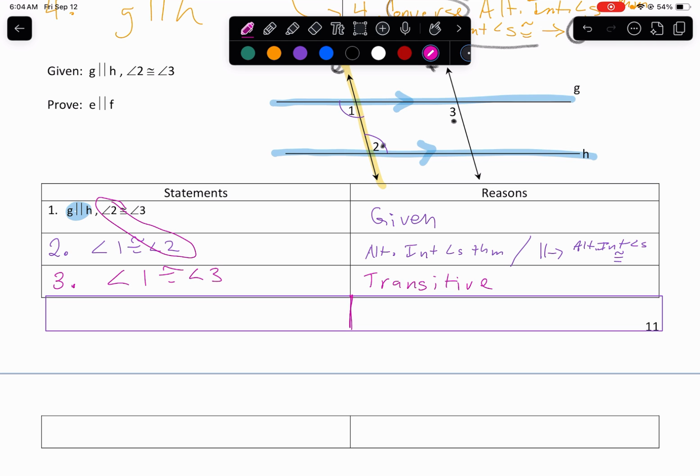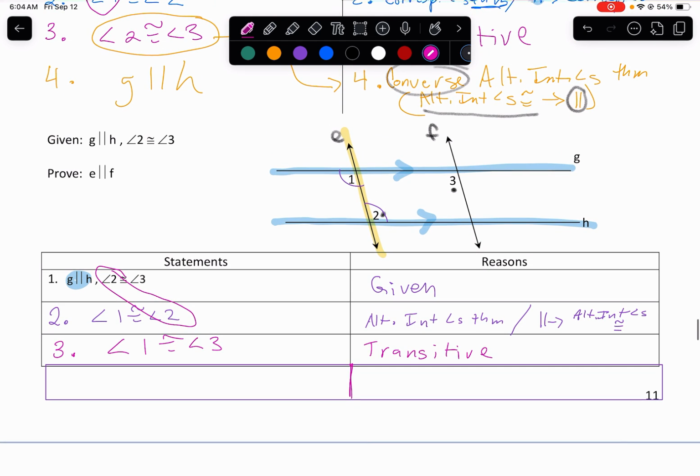And so now I'm going to be focusing in on line E and line F, and then angle 1 and angle 3. I need to figure out what angle pair they are so I can then prove that line E is parallel to line F because they're a set of congruent angles. So angle 1, congruent to angle 3, they are both below line G and to the left of line E and line F. They are corresponding angles. So we have the converse of corresponding angles.